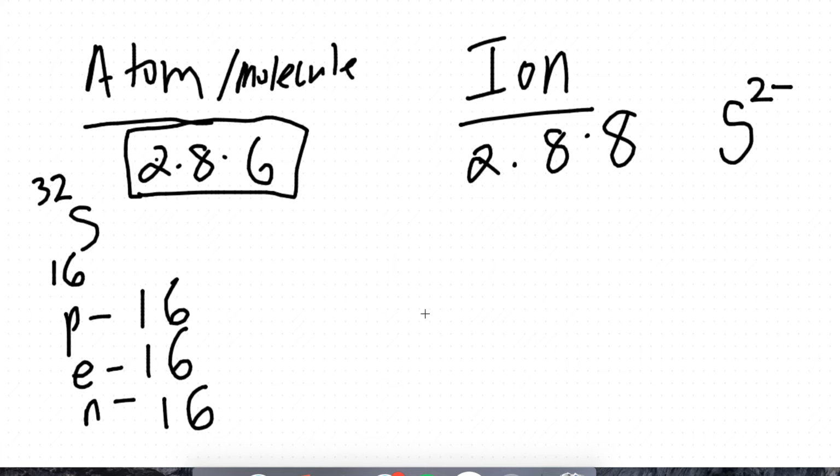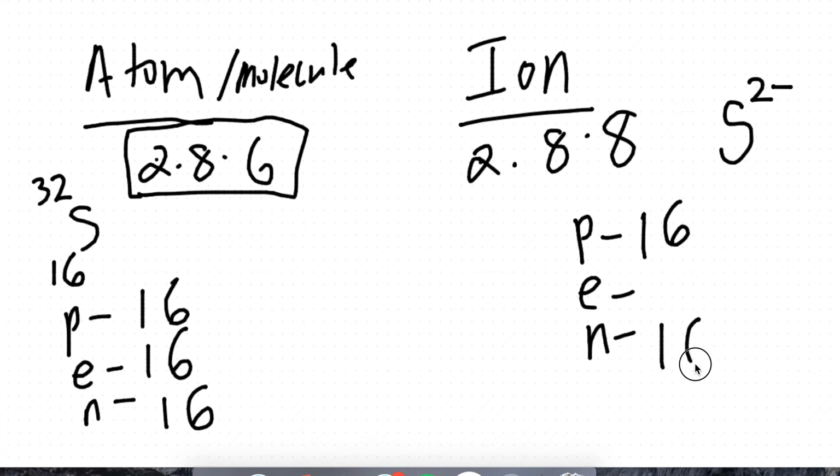Now, what is the number of protons, electrons, and neutrons for sulfur ion? Remember guys, proton and neutron will be the same for an ion as in the atom. So we'll still have 16 protons, we will still have 16 neutrons.